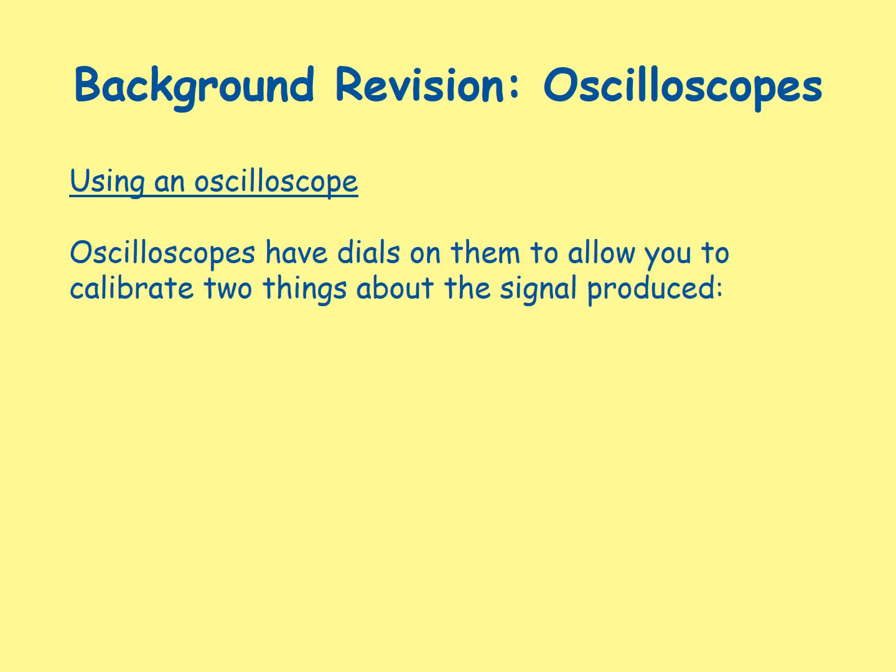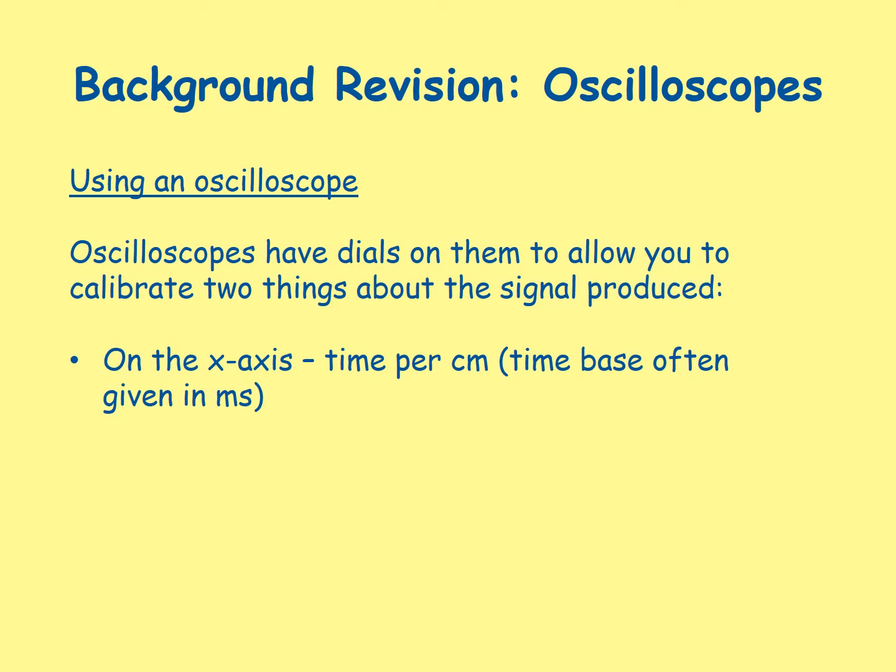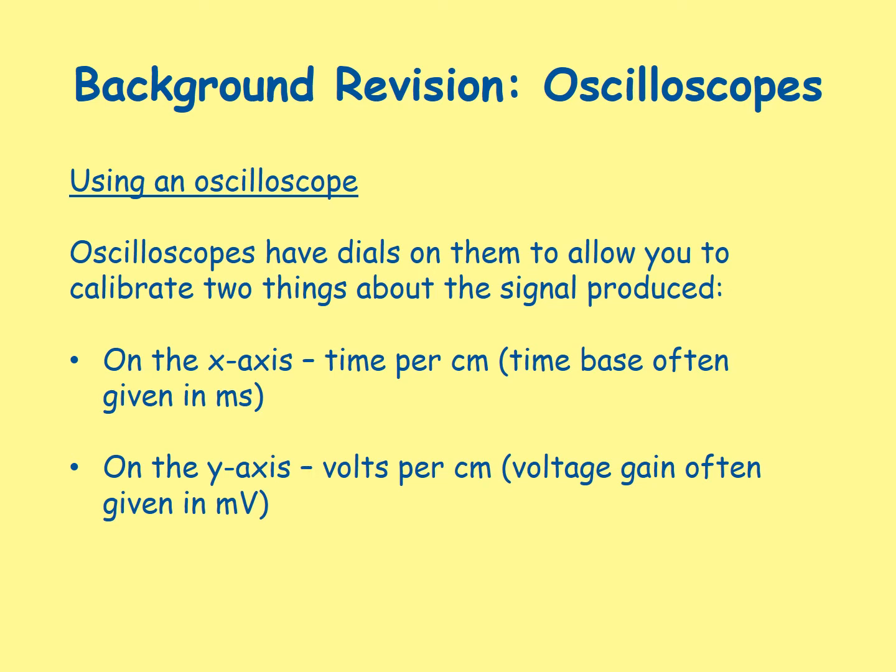Using an oscilloscope. Oscilloscopes have dials on them to allow you to calibrate two things about the signal produced. On the x-axis, the time per centimetre, so that's the time base, often given in milliseconds. And on the y-axis, volts per centimetre. The voltage gain is often given in millivolts.